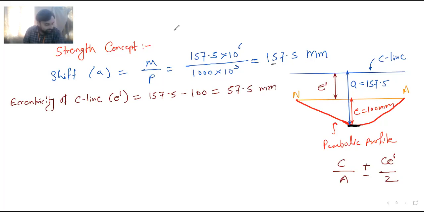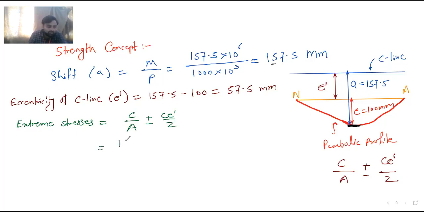Now calculate the extreme stresses. So the extreme stresses is equal to C by A and C E dash by Z. Now if we see our case, our C line is above the neutral axis, so at top plus, then remaining is minus, so just put the values. 1000 into 10 raised to 3 divided by 2.4 into 10 raised to 5 plus minus 1000 into 10 raised to 3 into E dash 57.5.